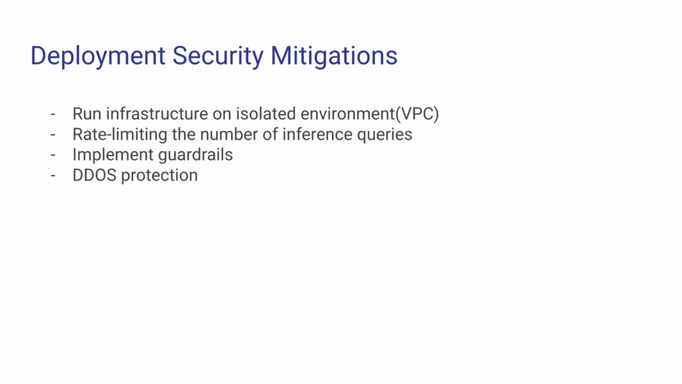The last but not the least is the deployment security mitigation, where we deploy our infrastructure to run within controlled or isolated environments. Then we also implement rate limiting of the number of inference queries that are made to our endpoints, and also reduce or eliminate DDoS attacks on our system as well.